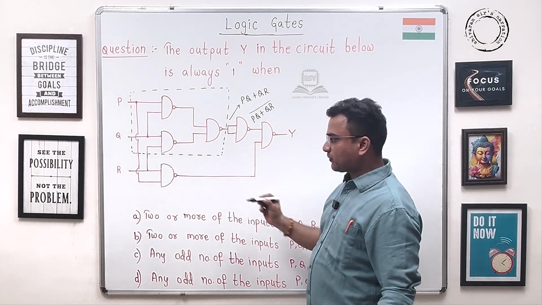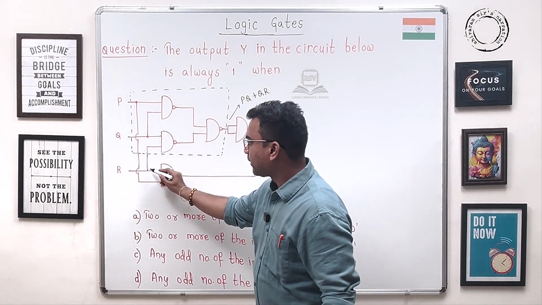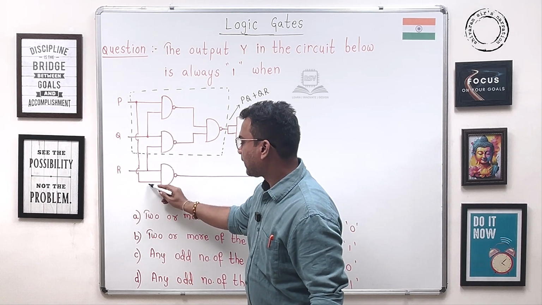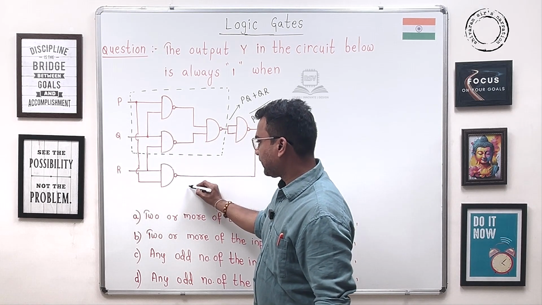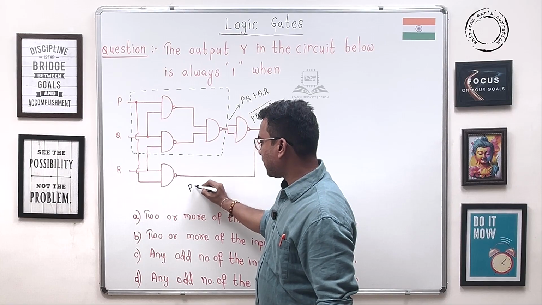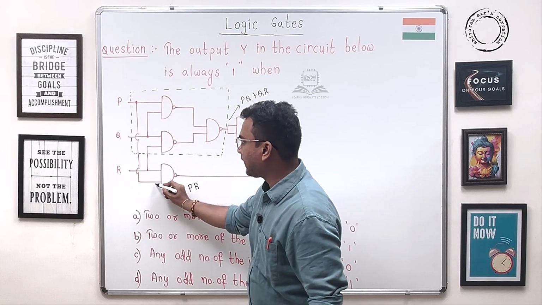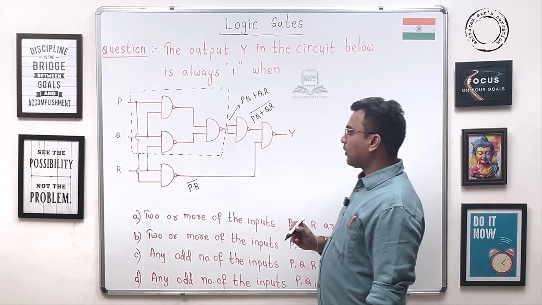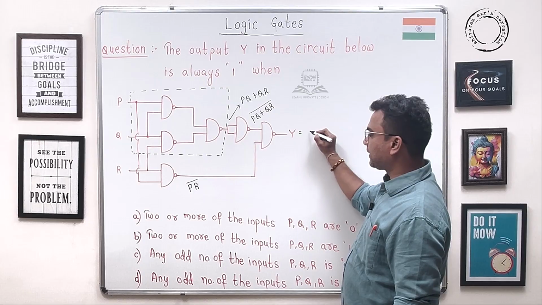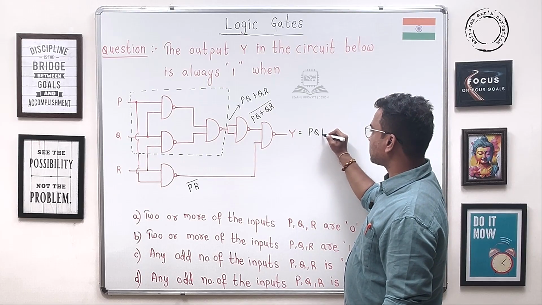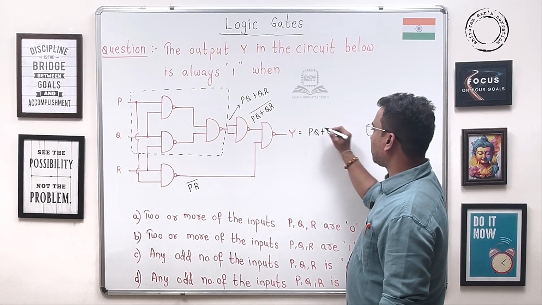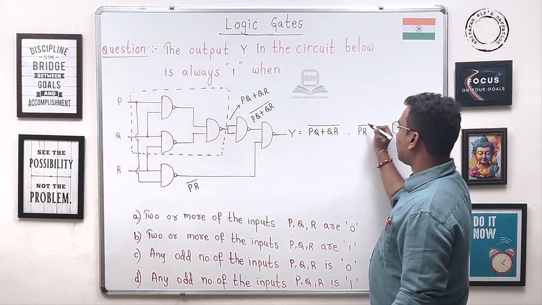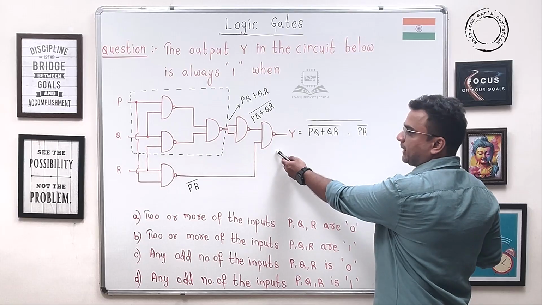Now guys, what is this NAND gate output? It is Q and it is R, then it is PR. It's P, R. It's PR whole bar. Now guys, what is the output expression Y? It is PQ plus QR whole bar into PR bar whole bar, because it is a NAND gate.